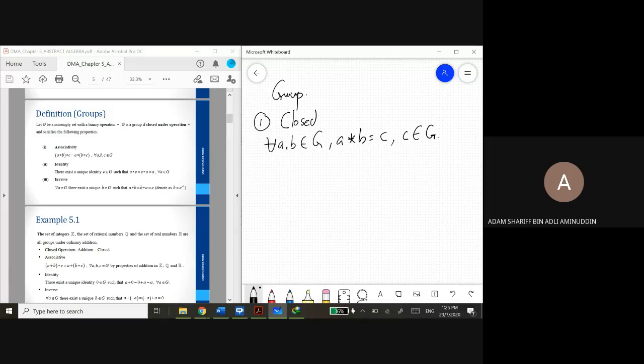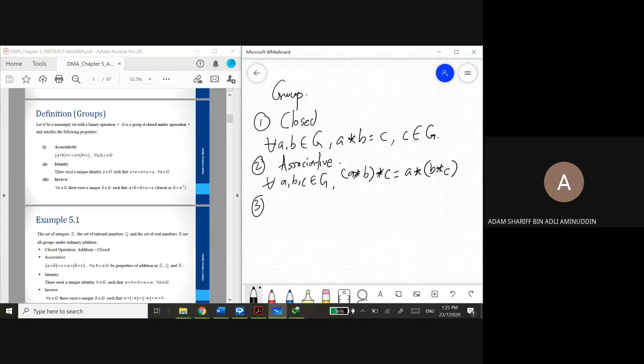The example I will show you later. Number 2, it must be associative. This one I already showed to you just now. For every 3 elements in G, it exhibits this characteristic. If you do the first bracket, it is similar to when you do the next 2 brackets. This is the meaning of the characteristic of associative.